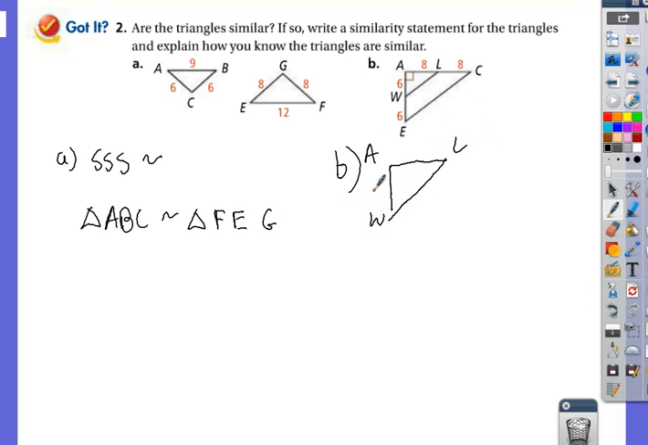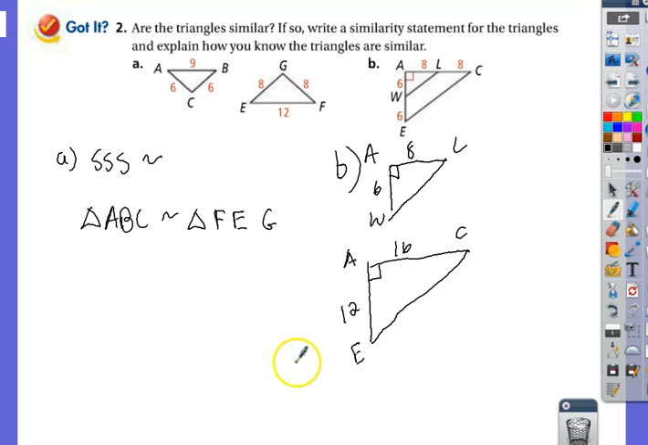ALW, which is 6 and 8 with a right angle. And then it's AEC with a 12 and 16 and a right angle. So it's 6 over 12 and 8 over 16.